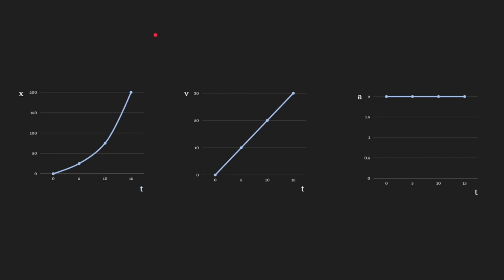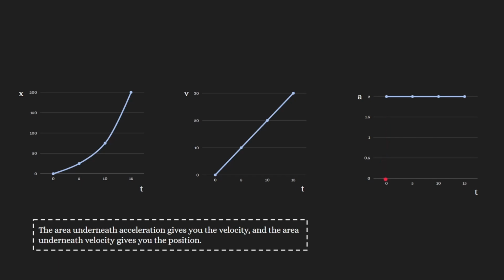An important thing to note is that the area underneath acceleration gives you the velocity, and the area underneath velocity gives you the position. That sounds weird, but let's take an example. Let's just take this point. At this point in time, 10 seconds, how much is velocity?